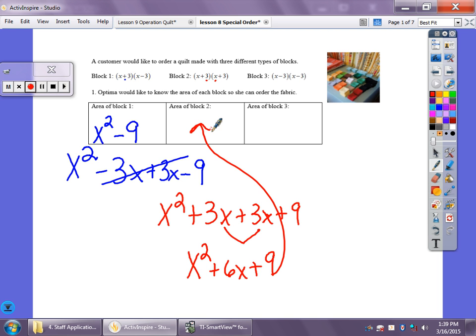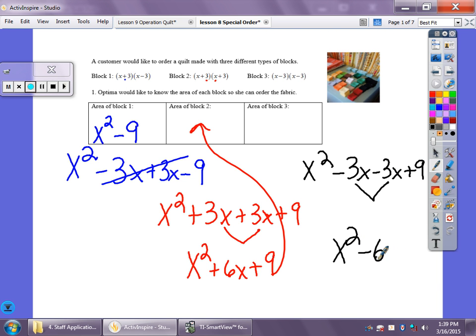And the last one, I have x times x, which is x squared, x times negative 3, which is negative 3x. Negative 3 times x is negative 3x, and negative 3 times negative 3 is positive 9. Combining like terms, I get x squared minus 6x plus 9.